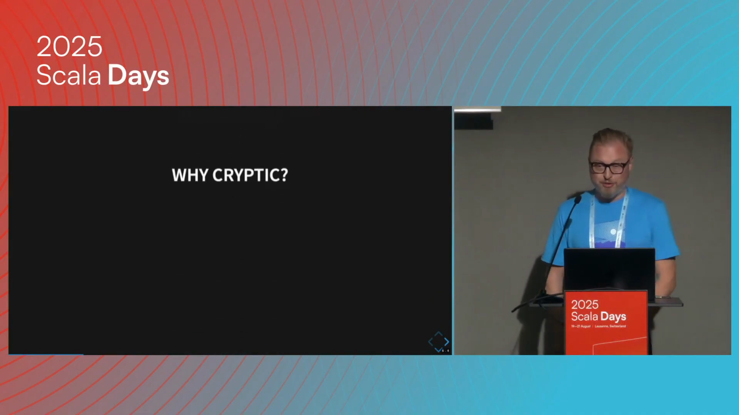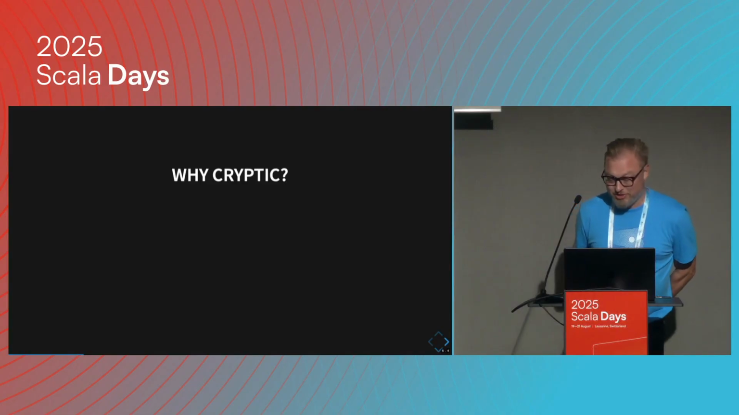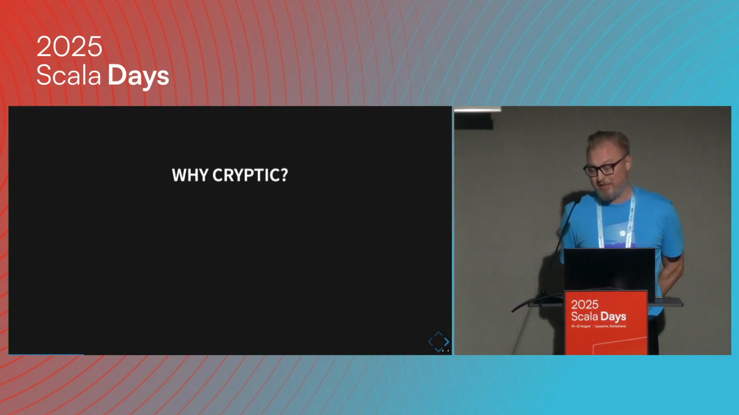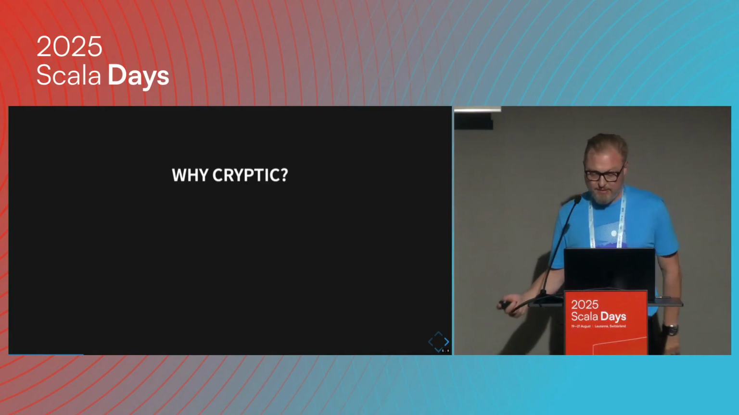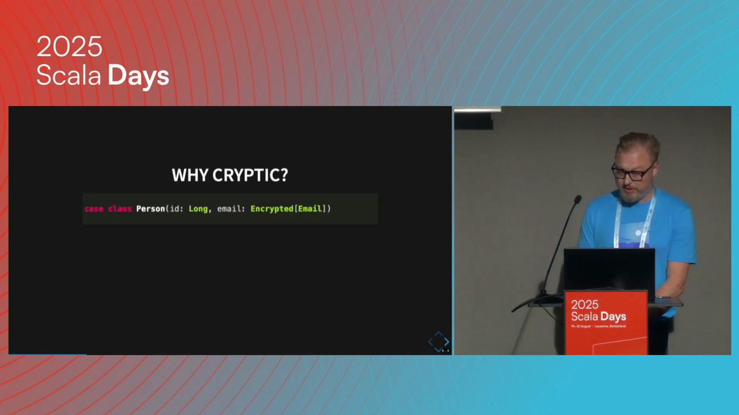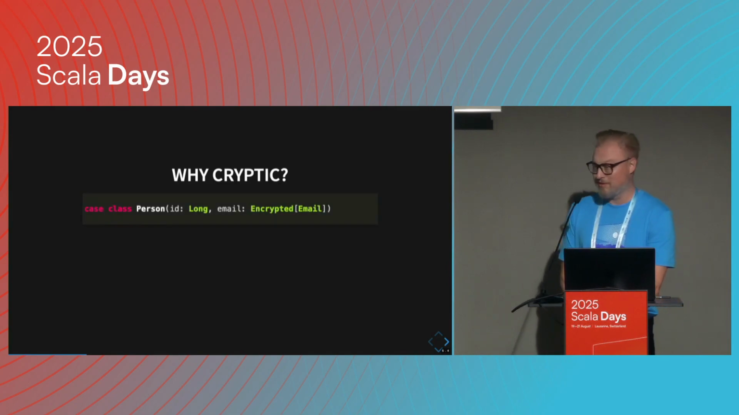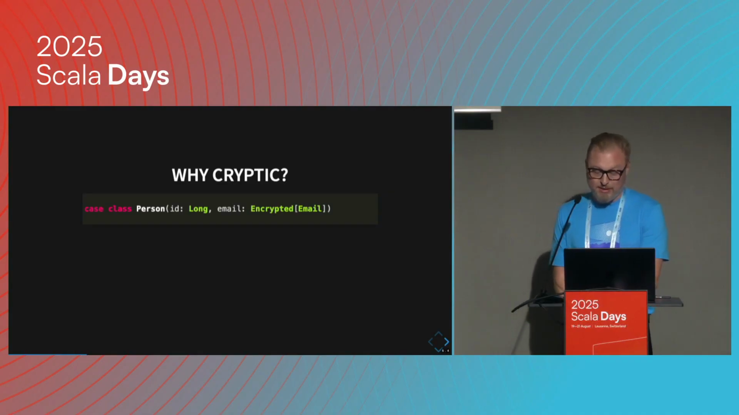So why should you use Cryptic for this? Well, the Java cryptography APIs are naturally very Java-centric. So we created Cryptic to provide a bottom-up approach in a Scala-friendly way. So you can write code like this with it. Here you have a person, and the email is sensitive, so we put it in the Encrypted class or wrapper.